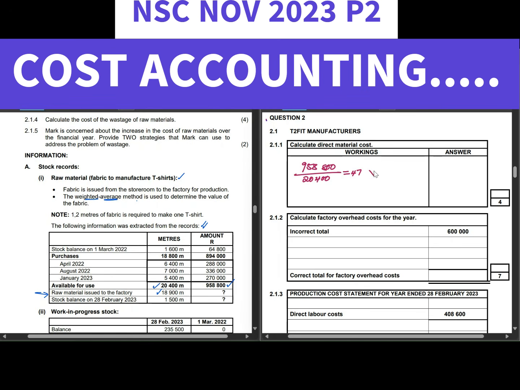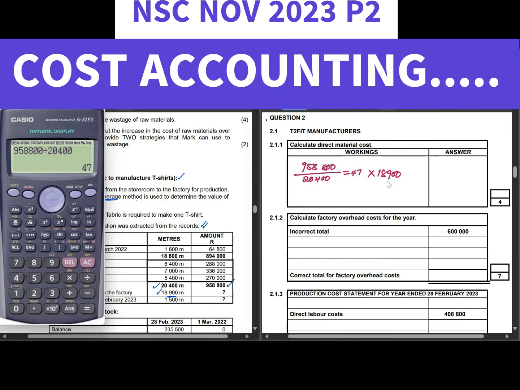Then I'll take my number of meters, which is 18,900, and multiply that by it. So I'll say 47 multiplied by 18,900 meters, and I'll end up with 888,300. Okay, so this becomes my direct material cost.